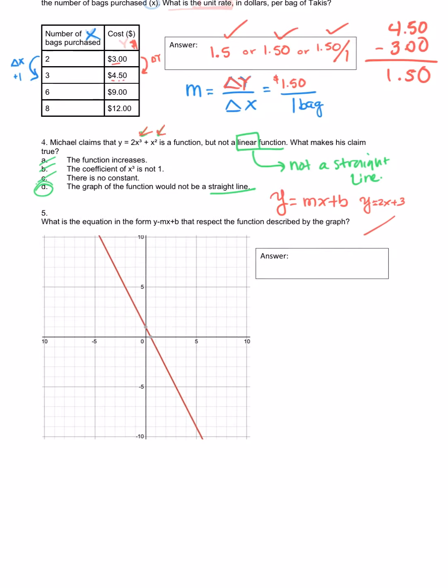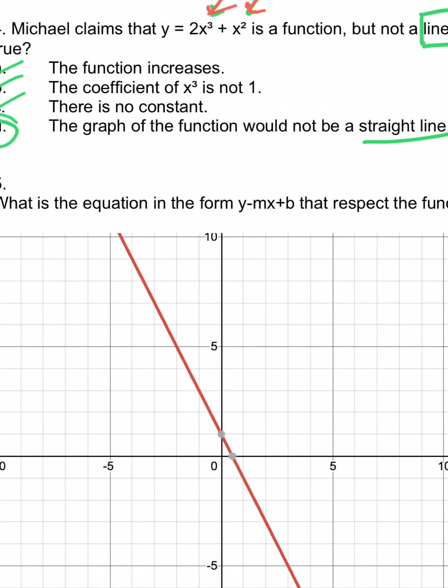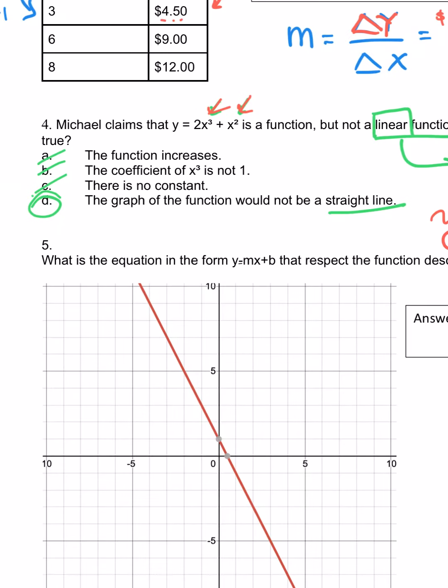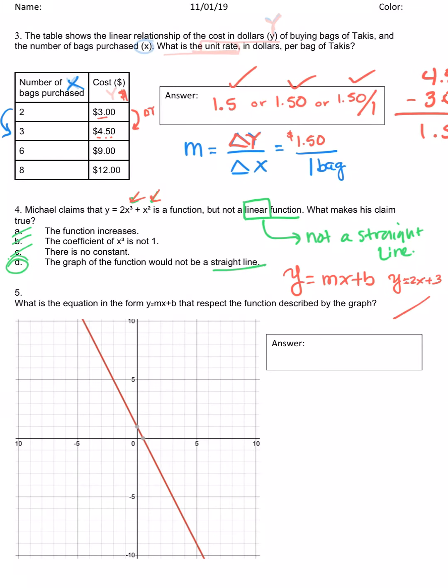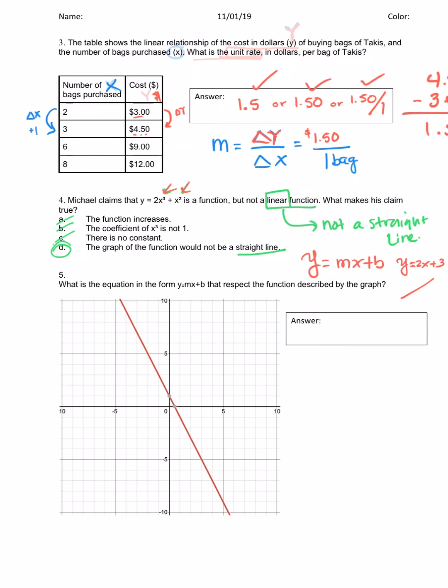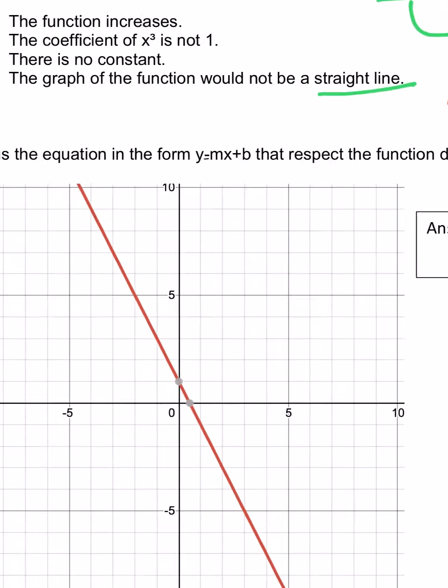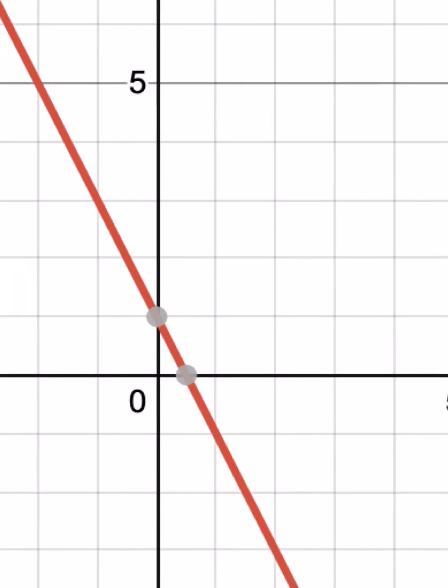All right. What is the equation in the form of y equals mx plus b that reflects the function described by the graph? First thing you need to type is y equals mx plus b. And then you're going to delete your b. And what is b? B is your y-intercept. Now check your grid.